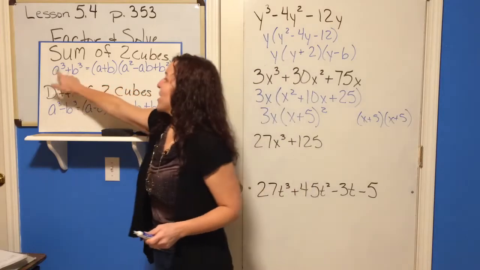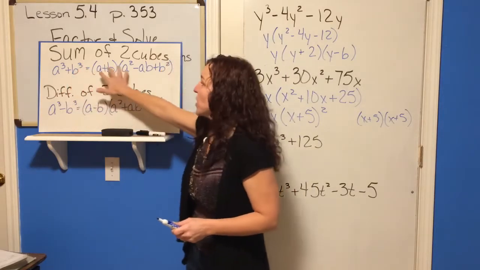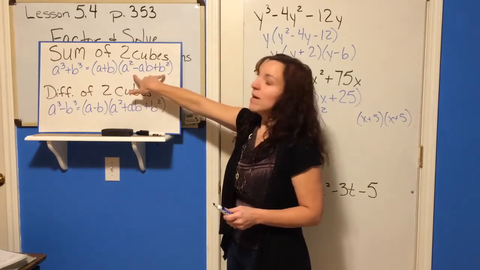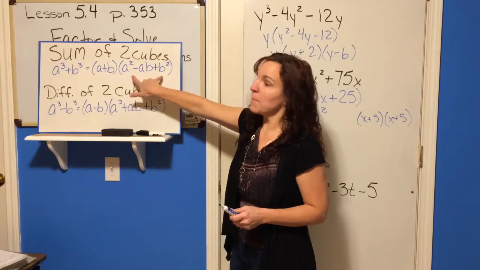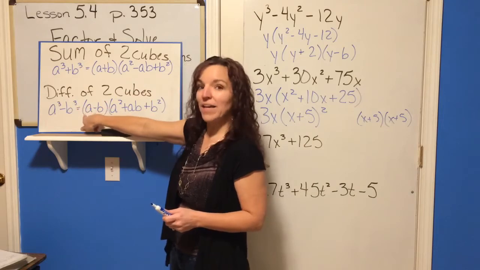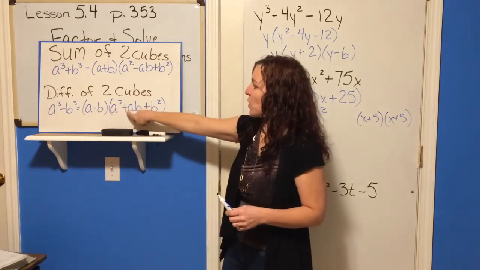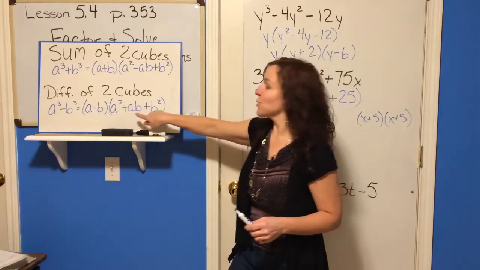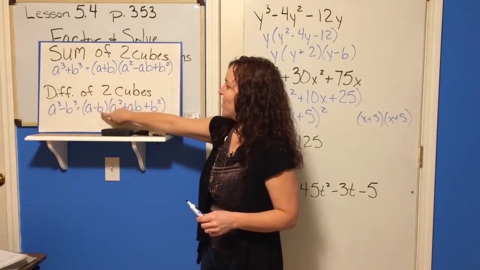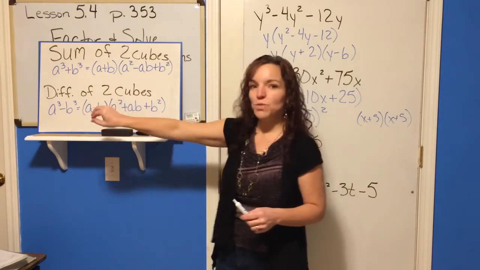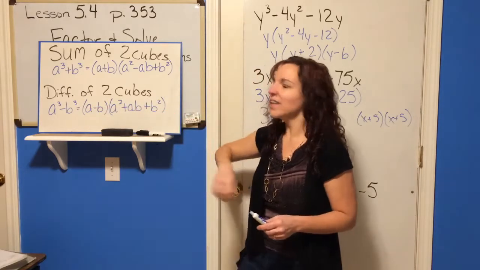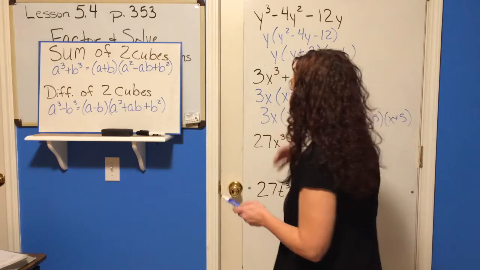So if you've got a cubed plus b cubed, you can pull out an a plus b, and then you have a squared minus ab plus b squared left. All right? If you've got a difference of two cubes, a cubed minus b cubed, you can pull out an a minus b, and then what's left in there is a squared plus ab plus b squared. And if you're not sure that I'm telling you the truth, multiply it through, and when you put this negative b in there, those middle terms are going to drop out, and you end up with just a cubed minus b cubed.